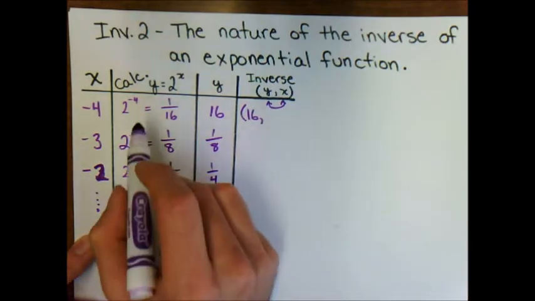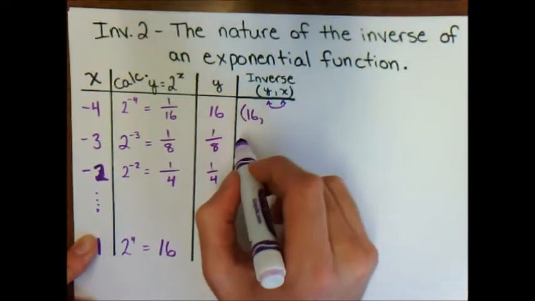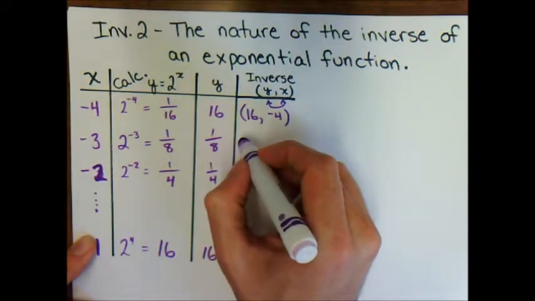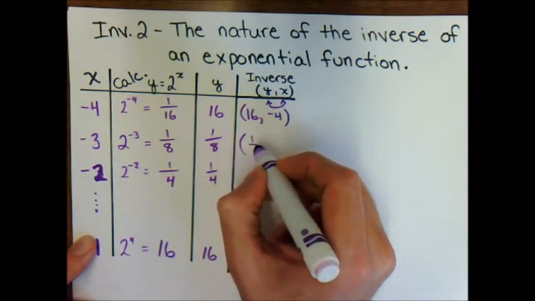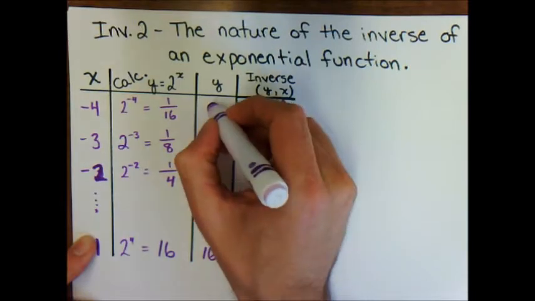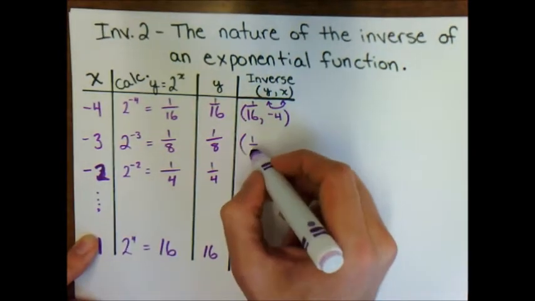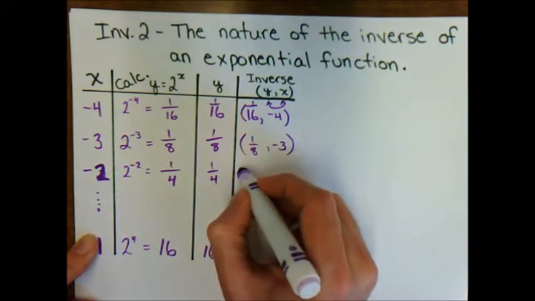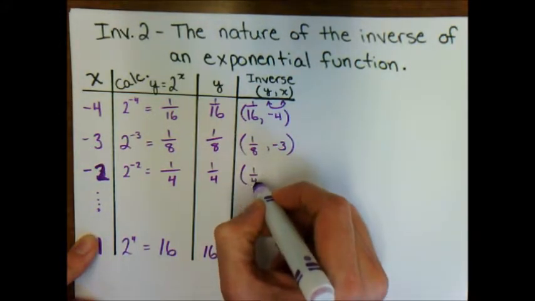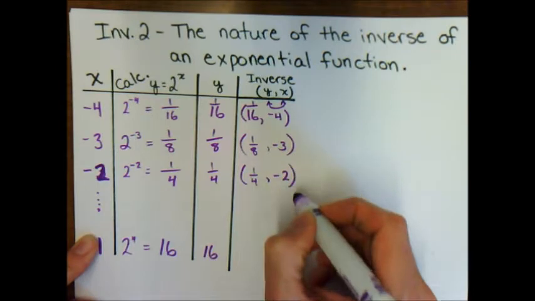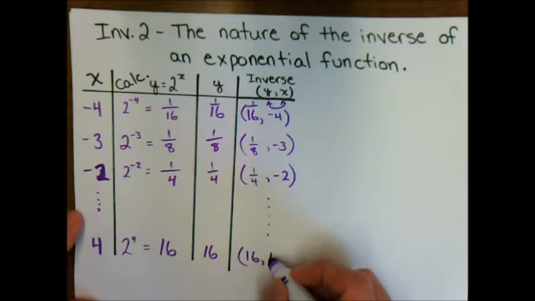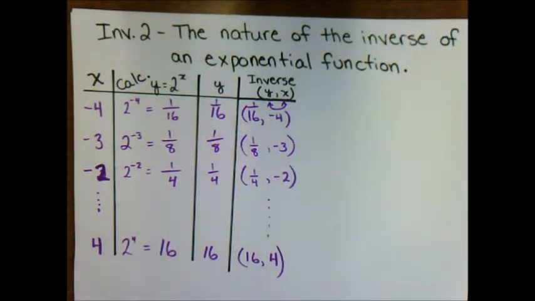The inverse function of y equals 2^x is going to run through the point (16, -4). It's going to run through the point (1/16, -4). It's going to run through the point (1/8, -3). It's going to run through the point (1/4, -2). And you'll finish your chart and come all the way down here to the point (16, 4).